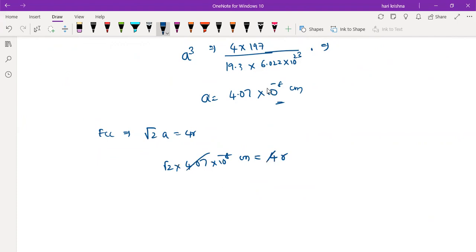This 4 and this 4 approximately cancel each other. So approximately r equals 1 point... root 2 value is what? 1.414 into 10 power minus 8 centimeters. So only your calculation will play an important role in this. Okay.